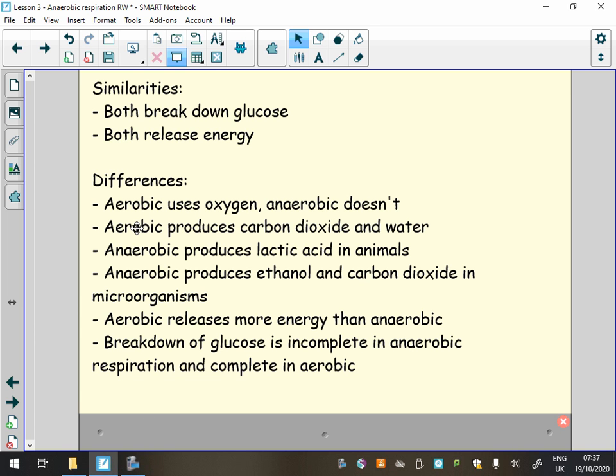Aerobic produces carbon dioxide and water. Anaerobic produces lactic acid in animals. Anaerobic respiration produces ethanol and carbon dioxide in microorganisms. Aerobic releases more energy than anaerobic, and the breakdown of glucose is incomplete in anaerobic respiration and complete in aerobic respiration. And if you don't know anything about lactic acid, it's that thing that gives you cramps when you run too much. You get a buildup of lactic acid and it makes your muscles cramp.